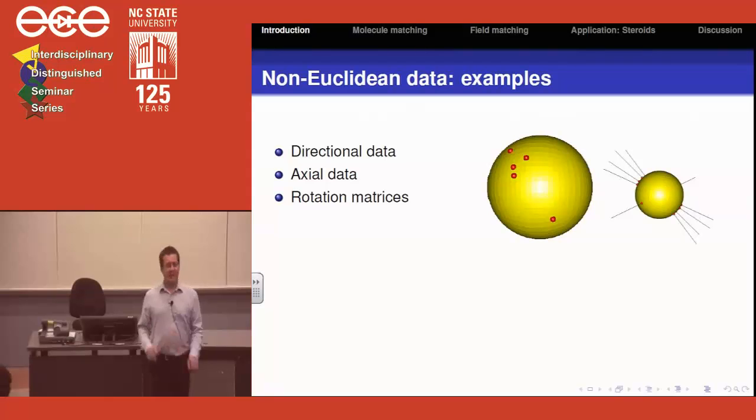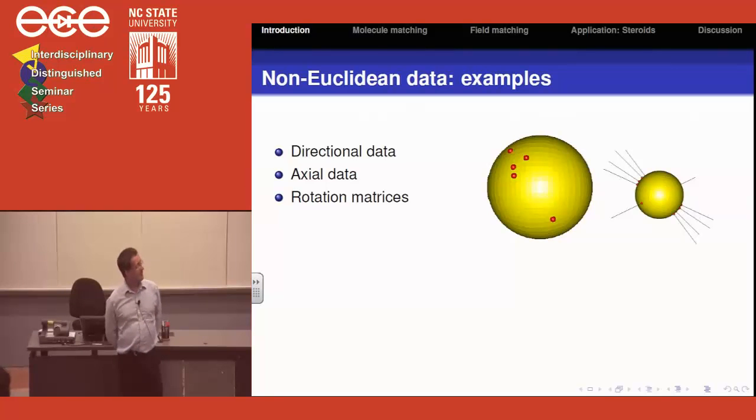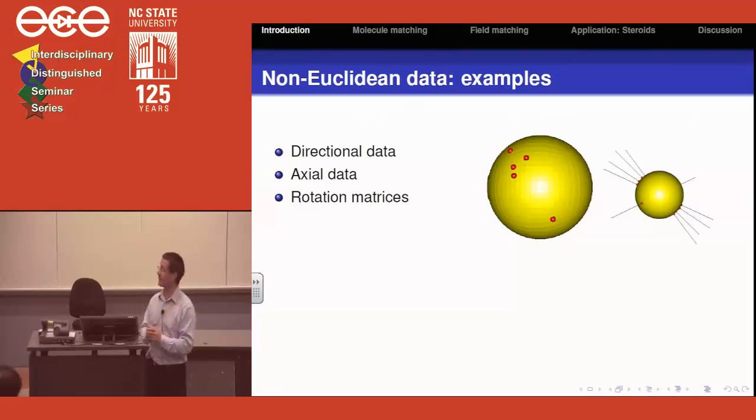Okay, so shape analysis is part of an area of analysis of non-Euclidean data. By non-Euclidean data, I mean that the distance between our objects under study is most naturally a non-Euclidean one. So there's some sort of curvature in the space which we need to take account of.